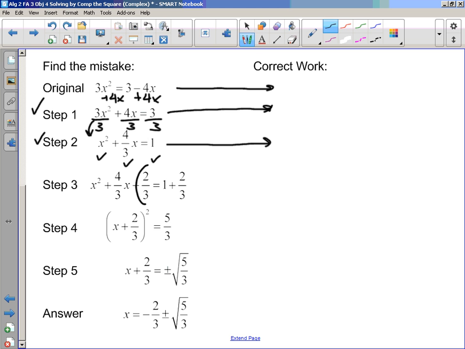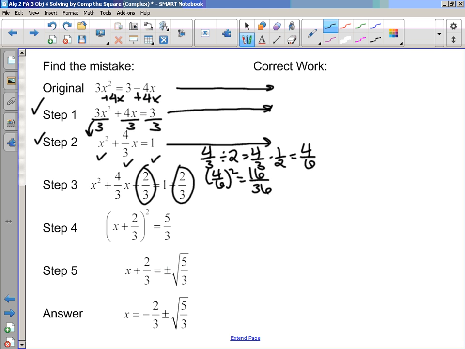Then it looks like they did the complete the square process. So they added 2/3 to both sides. So I want to check and make sure that that's actually the number they should have added. So if I do 4/3 divided by 2, remember that's the same thing as 4/3 times 1/2, and that's 4/6. Then I need to square that, and that's 16/36. This is the number that they should have added to both sides. Did they do that? Nope, does not look like it.